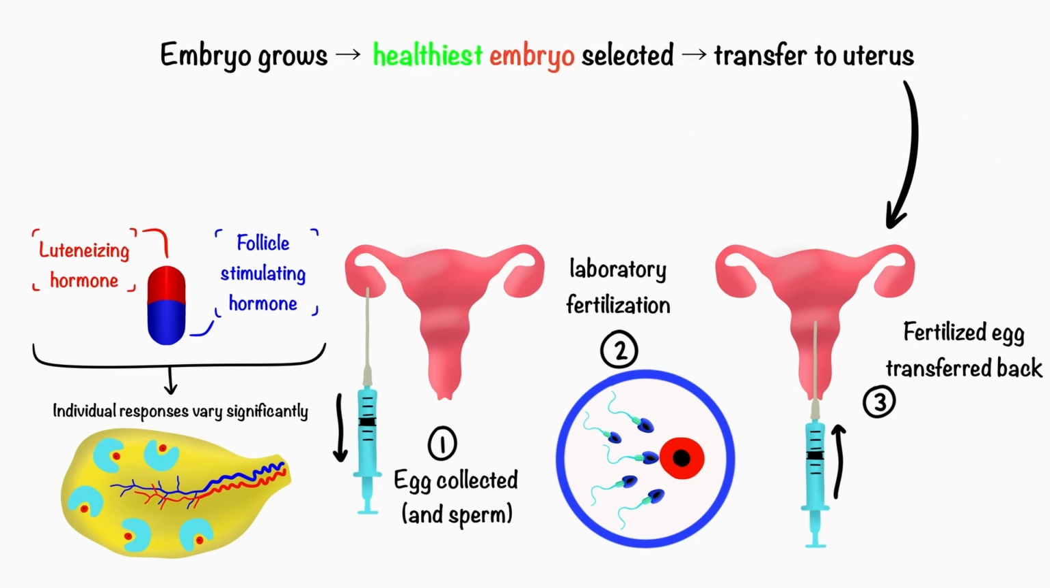Once the embryos have developed into small balls of cells, one or more are transferred to the woman's uterus. Any remaining healthy embryos can be frozen for future use if needed. Fertility treatment offers hope to many couples who couldn't otherwise have biological children. For those who have longed for a family, this technology can fulfill a deeply held wish.